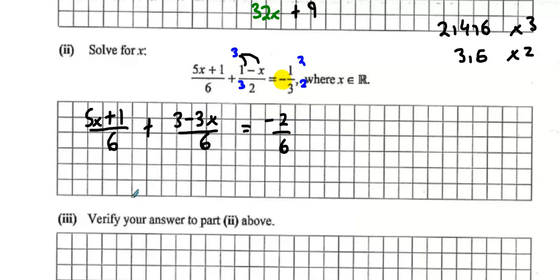5x take away 3x is 2x. 1 plus 3 is 4. Next biggest thing to hit us was the 4 transferring over to the other side. A lot of people kept that as plus 4, but in fact it turns to a minus 4. So you get 2x equals minus 2 minus 4.